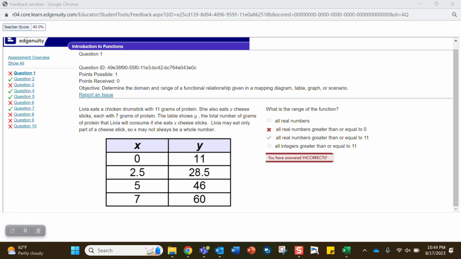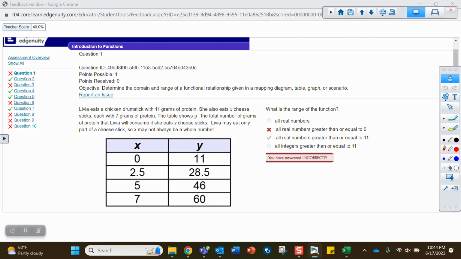So for the first question that you missed, it's asking what the range is of the function. So remember that the range are the y values. So if we look here in the table, we can see that it starts at 11 and goes up to 60.